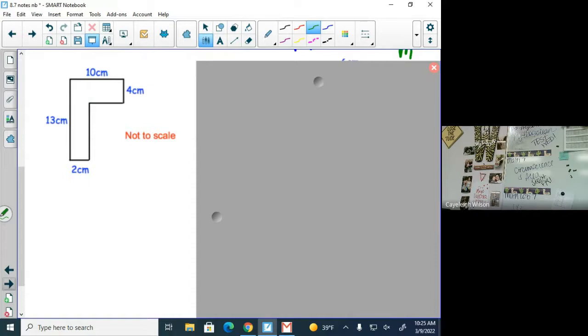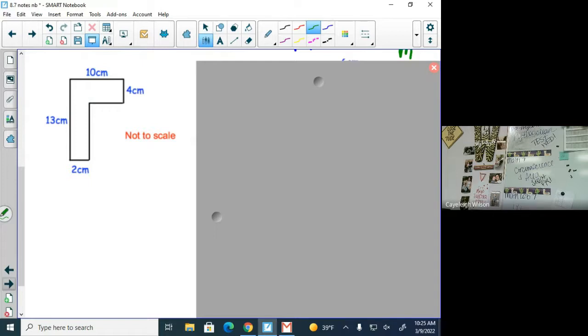How are you splitting it? So you do 4 times 10. Right. Okay, when you cut off the bottom, you're going to do 2 times 13. You're going to do 2 times what? 9. You have to do 13 minus 6.